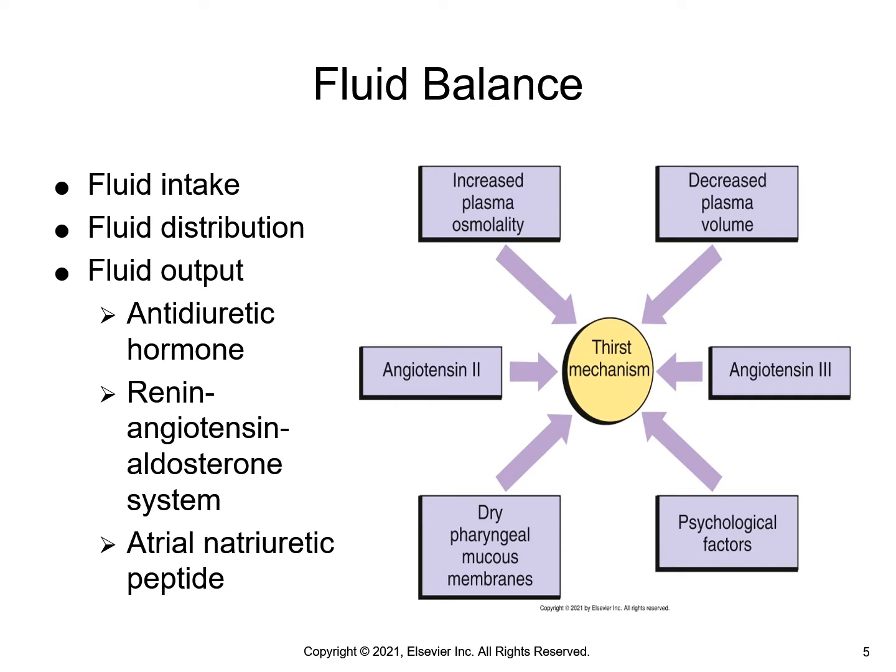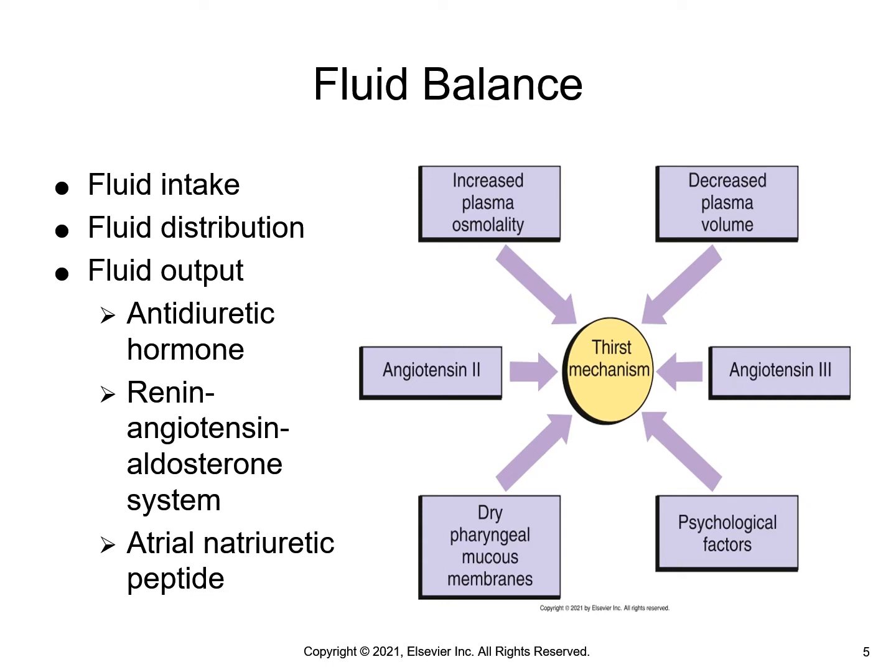The renin-angiotensin-aldosterone system regulates the extracellular fluid volume by influencing how much sodium and water are excreted in urine. This also contributes to the regulation of blood pressure.